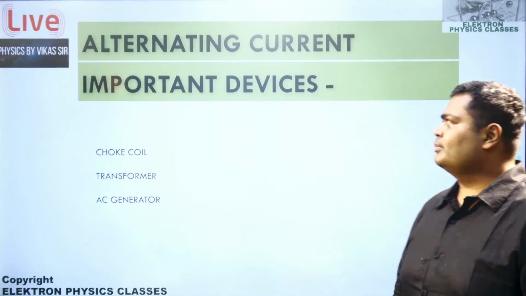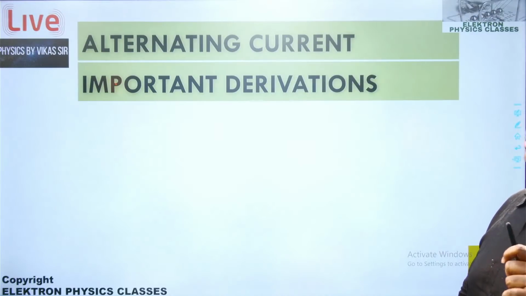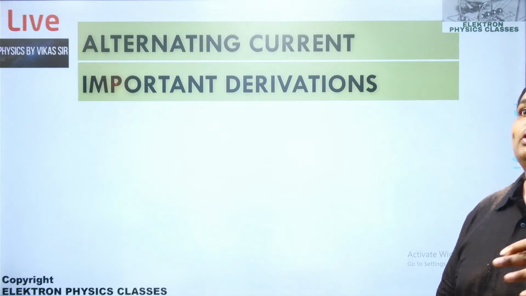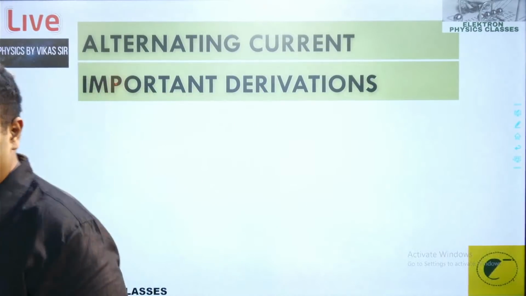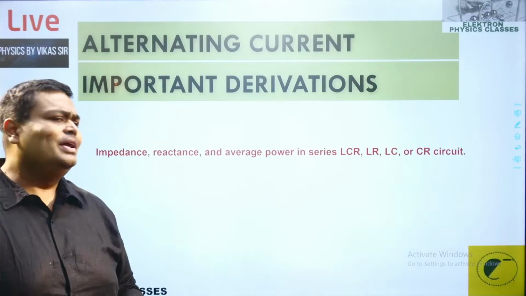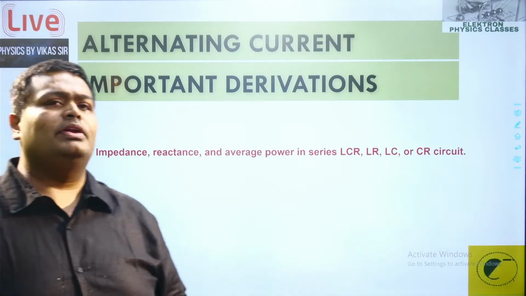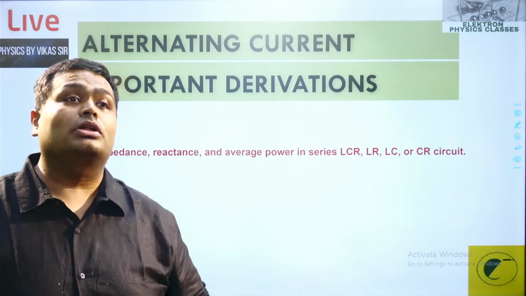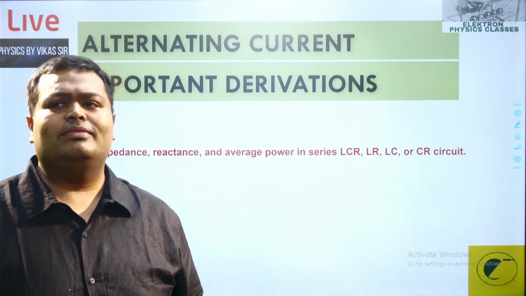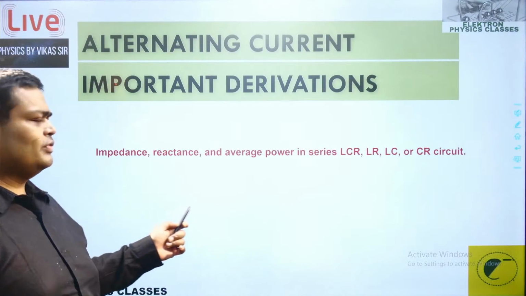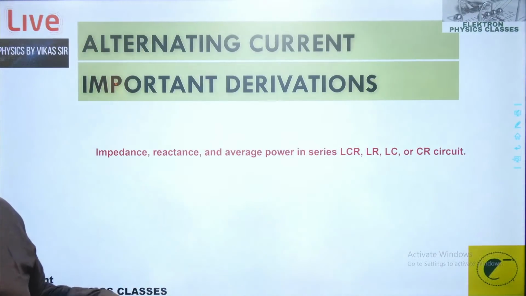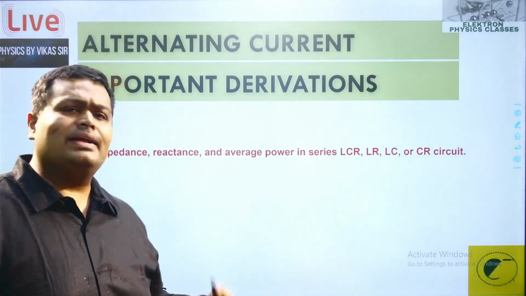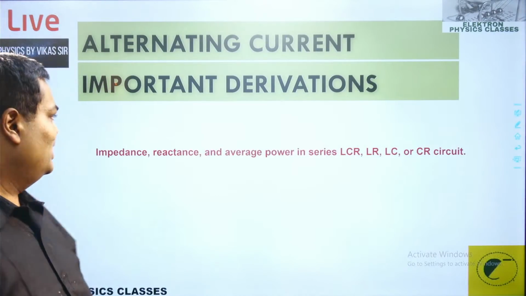And next is the most important chunk, which you asked: what are the most important derivations? Ironically, in this chapter there are only 3 important derivations, and over the years the CBSE has reduced the weightage of the long derivations. Only the short derivations are surviving. So this is the first one, the impedance, reactance, and average power in the series. And in this particular COVID pandemic, we are less likely to have the average power coming in, right?